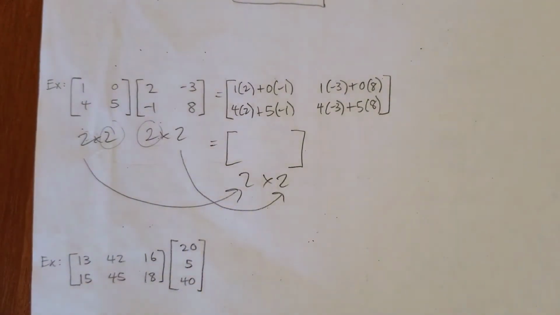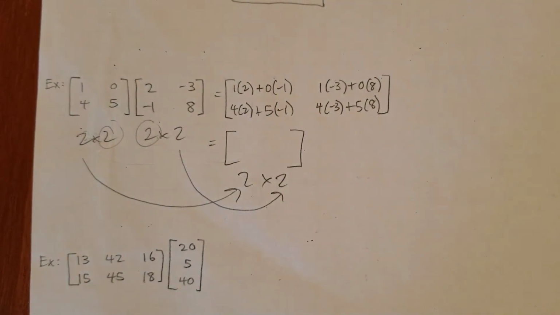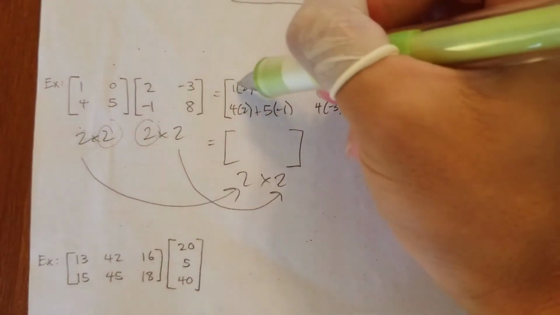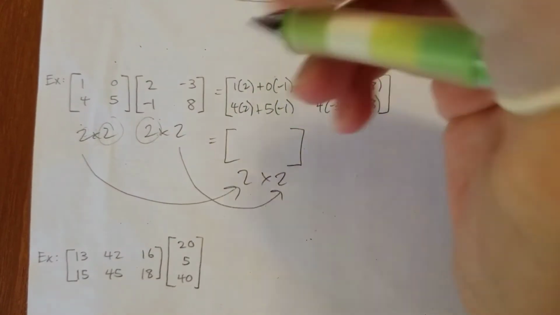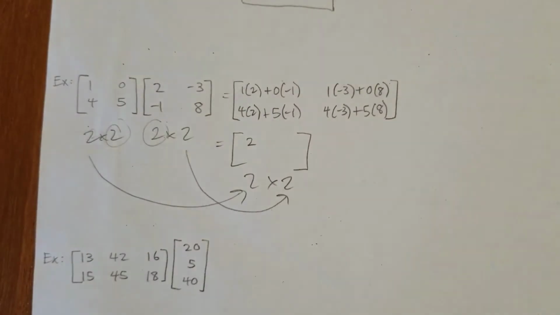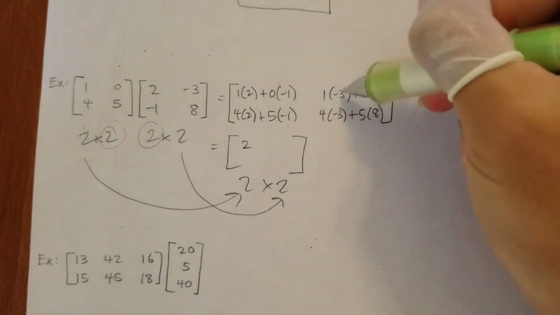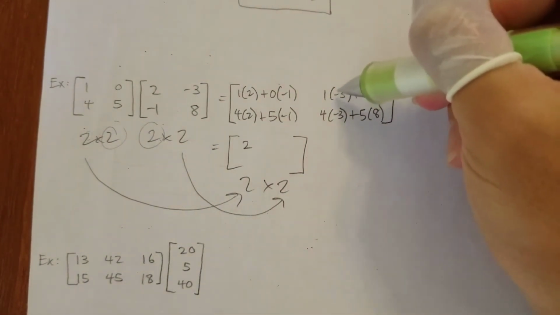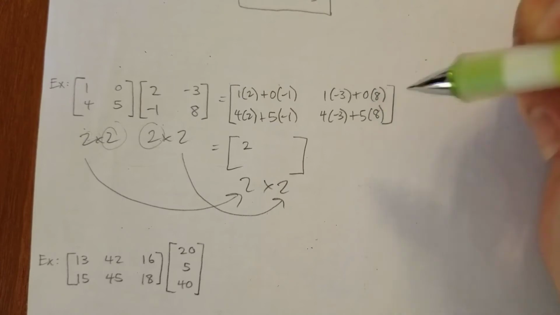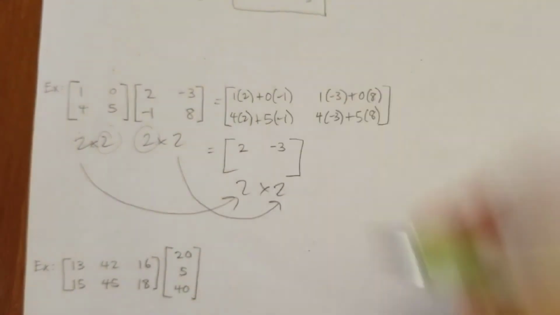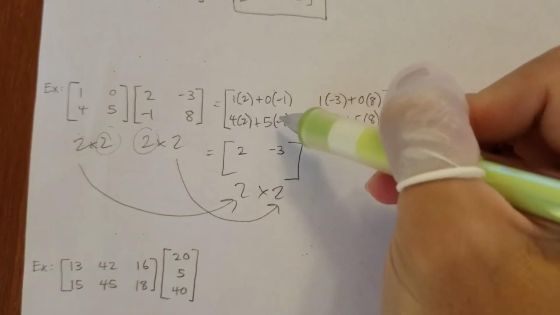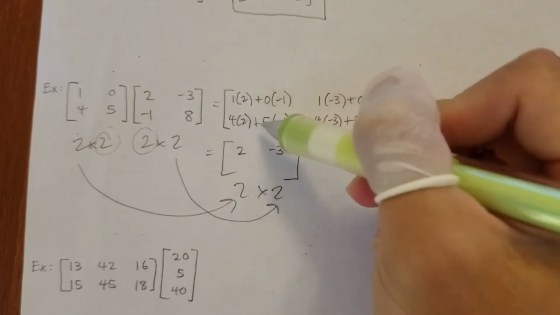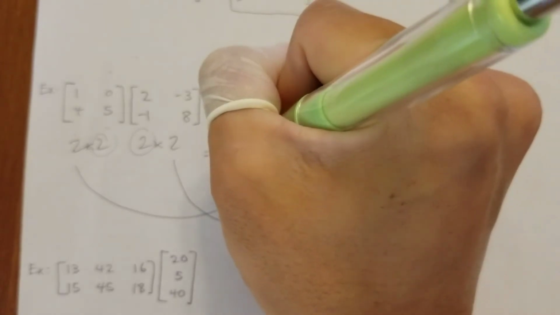Okay? So what we need to do is we need to simplify this. So this is 1 times 2 is 2. 2 plus 0 is going to be 2. 1 times -3 is -3. 0 times 8 is 0. This is -3. 4 times 2 is 8. 8 plus 5 times -1 is going to be 8 minus 5. So this is 3.